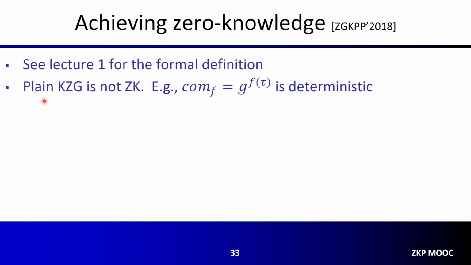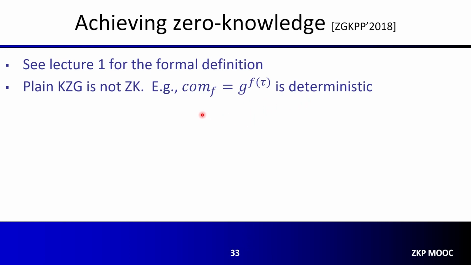And it turns out plain KZG is not zero knowledge. The simple way to see it is that this commitment, g to the power of f of tau, is actually deterministic. Although you cannot reconstruct f of tau directly from the commitment, you can do some testing for this polynomial. For example, we can assume that the polynomial is a zero polynomial. If that is true, then g to the f of tau must be equal to g to the power of 0, which equals 1. And you can check whether the commitment is 1 or not. That tells you whether the polynomial is all 0 or not.